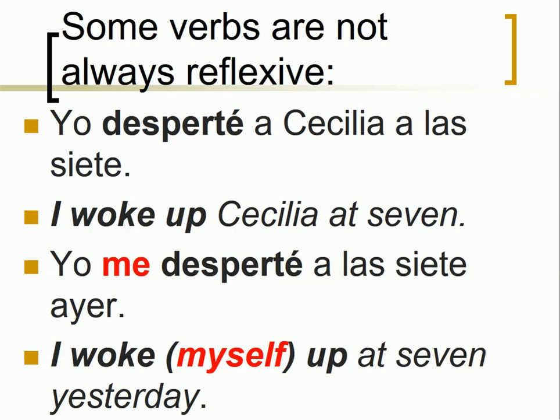Now you need to be careful because some verbs are not always reflexive, okay? Look at this example. Yo desperté a Cecilia a las 7. In this case, I'm not saying that I woke myself up. I'm saying that I woke somebody else up, okay? In this case, Cecilia. I woke up Cecilia at 7. Yo me desperté a las 7 ayer. Now, I'm saying that I did something to myself, so I use this verb as a reflexive verb. I woke up at 7 yesterday. So in this case, myself.